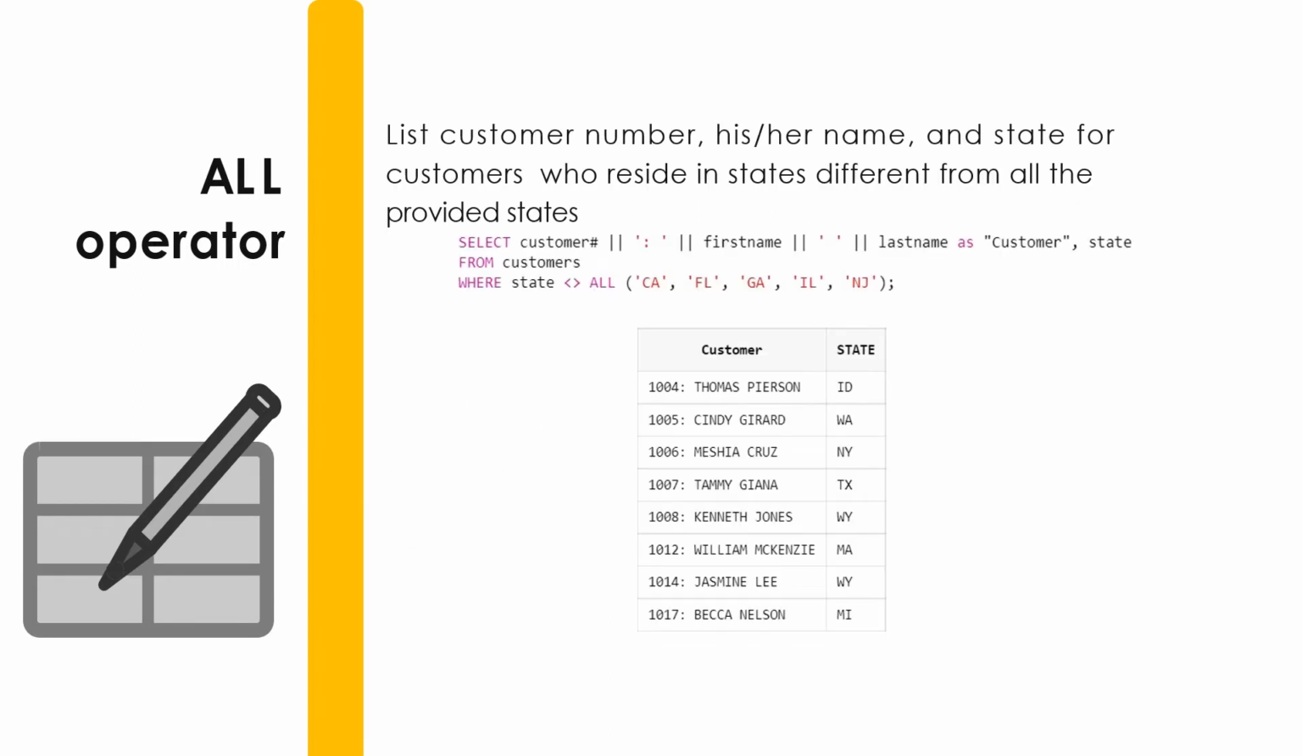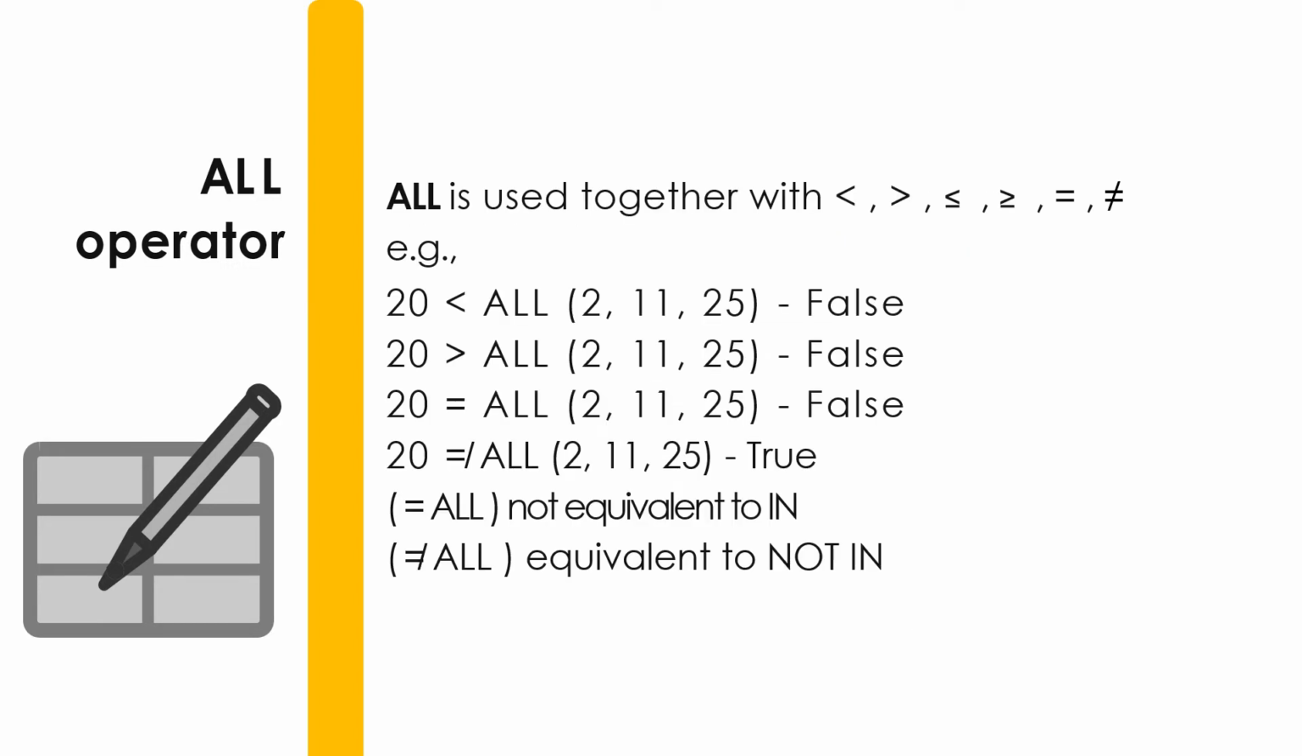On the other hand, the ALL operator works like an AND operator, meaning we need to satisfy all of the choices in order for us to return true, as we can see in this example. In this example, we're saying that state should not be in all of these states: California, Florida, Georgia, Illinois, or New Jersey, as we can see in our output. Again, in the ALL operator, we need to satisfy all of the choices.